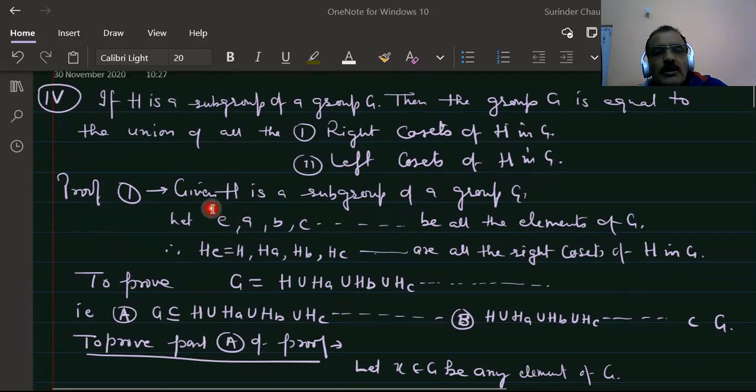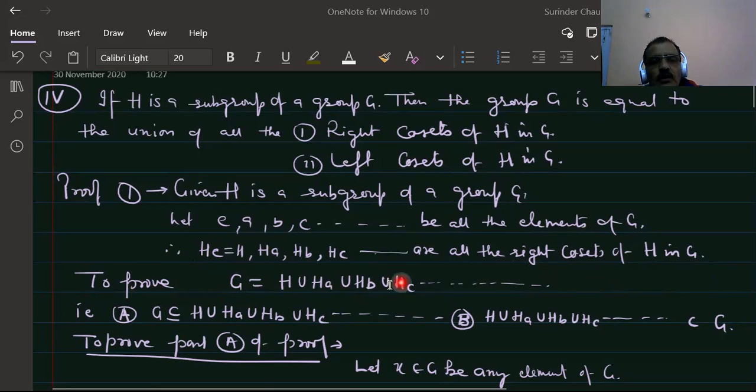Let H be a subgroup of group G, and let e, a, b, c, and so on to infinity be all the elements of the group G. Therefore, He equals H, Ha, Hb, Hc, and so on to infinity are all the right cosets of H in G. Now, what to prove? Our aim is to prove that G is the union of all the right cosets of H in G.